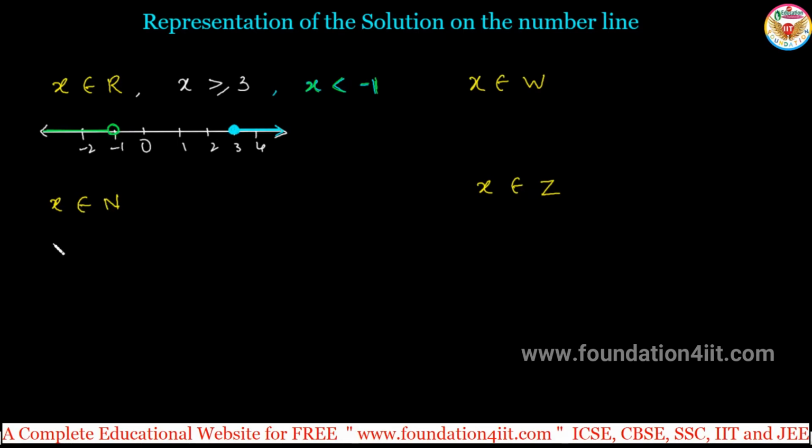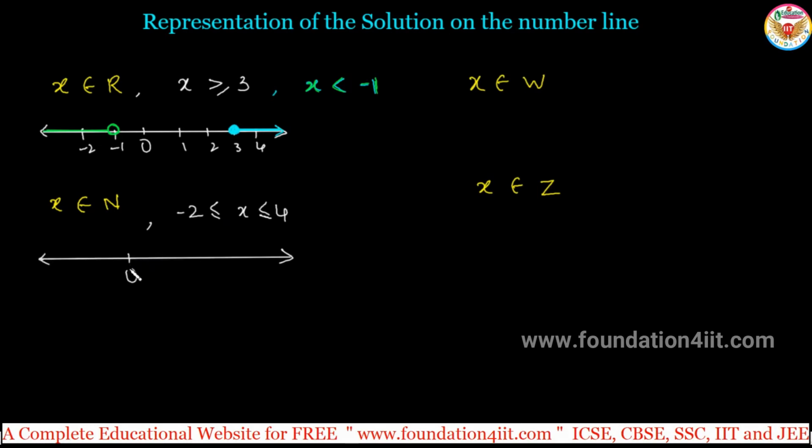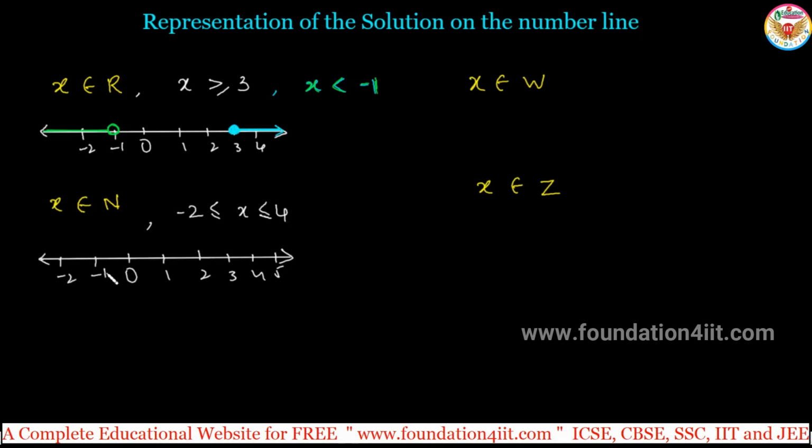And the remaining are simple. If it is a natural number and minus 2 less than or equal to x less than or equal to 4, the x value is between minus 2 and 4. To represent on the number line, natural numbers, so 0, 1, 2, 3, 4, 5, minus 1, minus 2, and so on. Here the x value is between minus 2 and 4. Minus 2, minus 1, 0 are not in natural numbers. So only 1, and so on. We need to keep only the circle, darkened circle symbols.